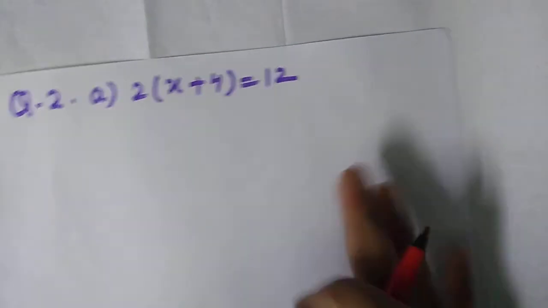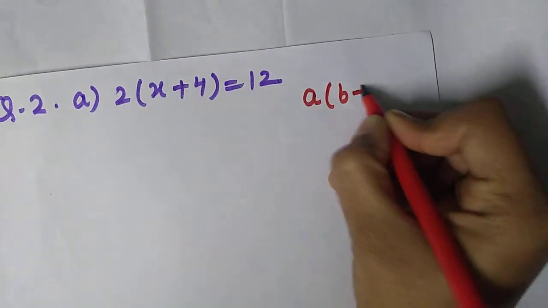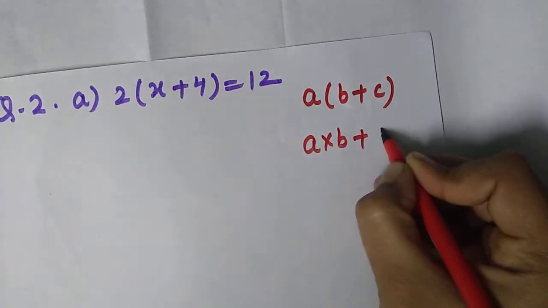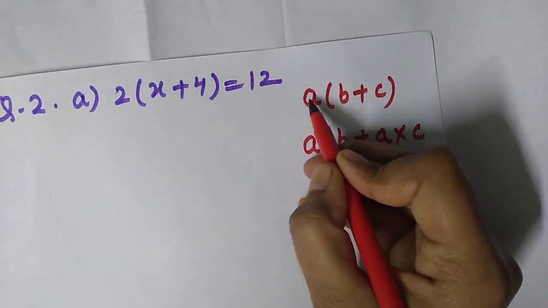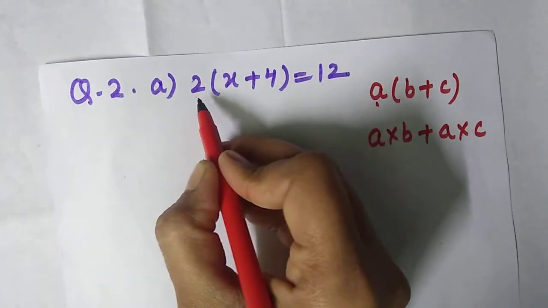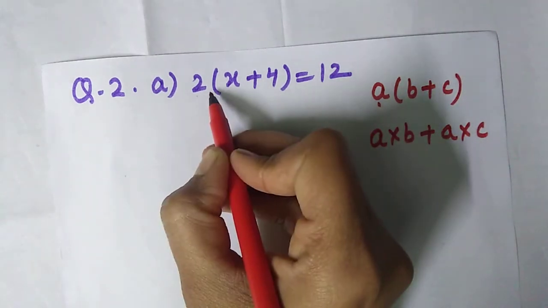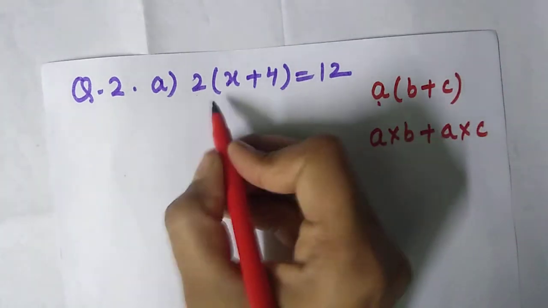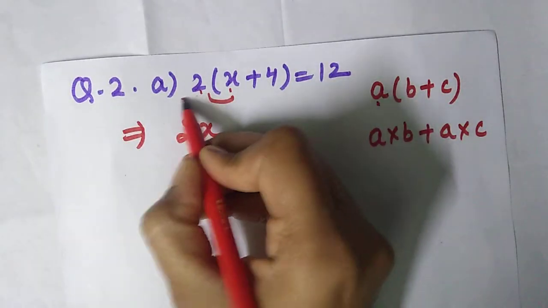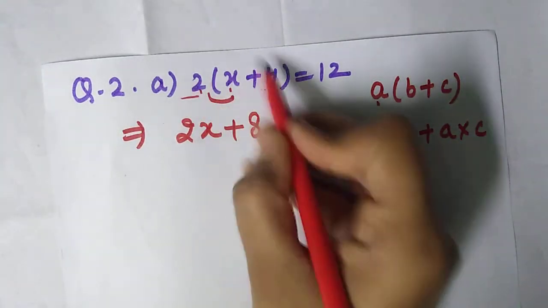Let us revise what we mean by distributive law. If you are having numbers like this, this can be written as a into b plus a into c. This a gets distributed to each term in the bracket. Same I will do. This 2 is outside the bracket, so this 2 is first multiplied with x, and then multiplied with +4. So 2 into x is 2x. Now +2 and +4, when they are multiplied, we will get +8. 2 into 4 is 8.